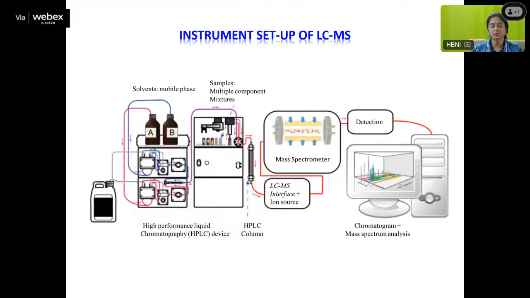So this is a typical block diagram of your LCMS system. These are the various solvents or mobile phases kept here. Your sample mixture is getting separated. Then at the LC to MS interface, the separated components are passed to your mass spectrometer, finally detection, and then you can get a spectra.